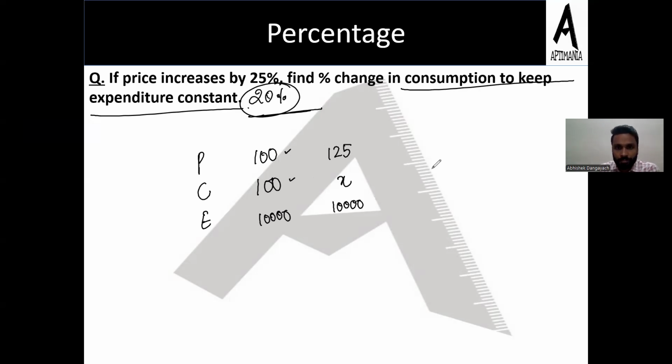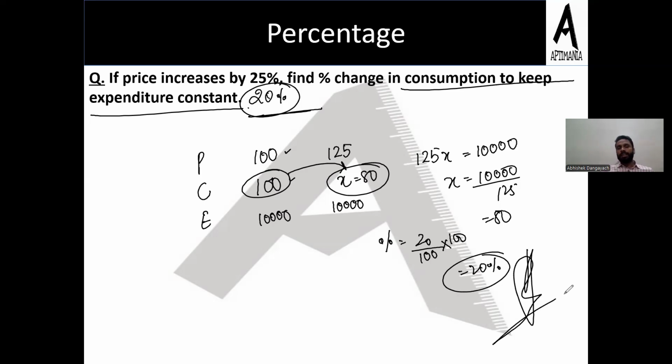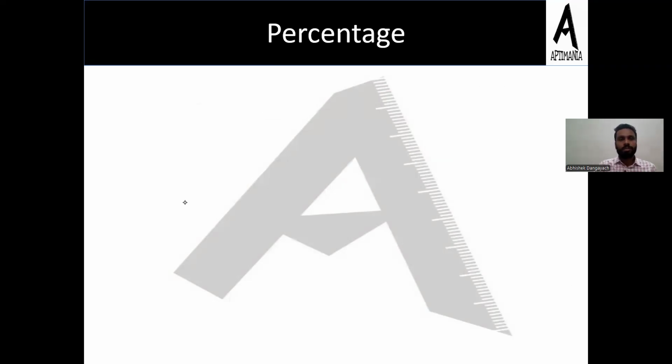हाँ या ना? So if it is clear, can I say price into consumption equal to expenditure? 125x equal to 10,000. I'll solve 10,000 upon 125. I'll get the value of x as 80. मतलब कंजम्पशन आपका पहले 100 था और अभी वो 80 हो गया. They are asking you the change in consumption. Can I say there is a change of 20 over 100 into 100, which is going to be 20%. So 20% is the correct answer for this question. Okay, I hope that's clear. Going ahead with the next one.